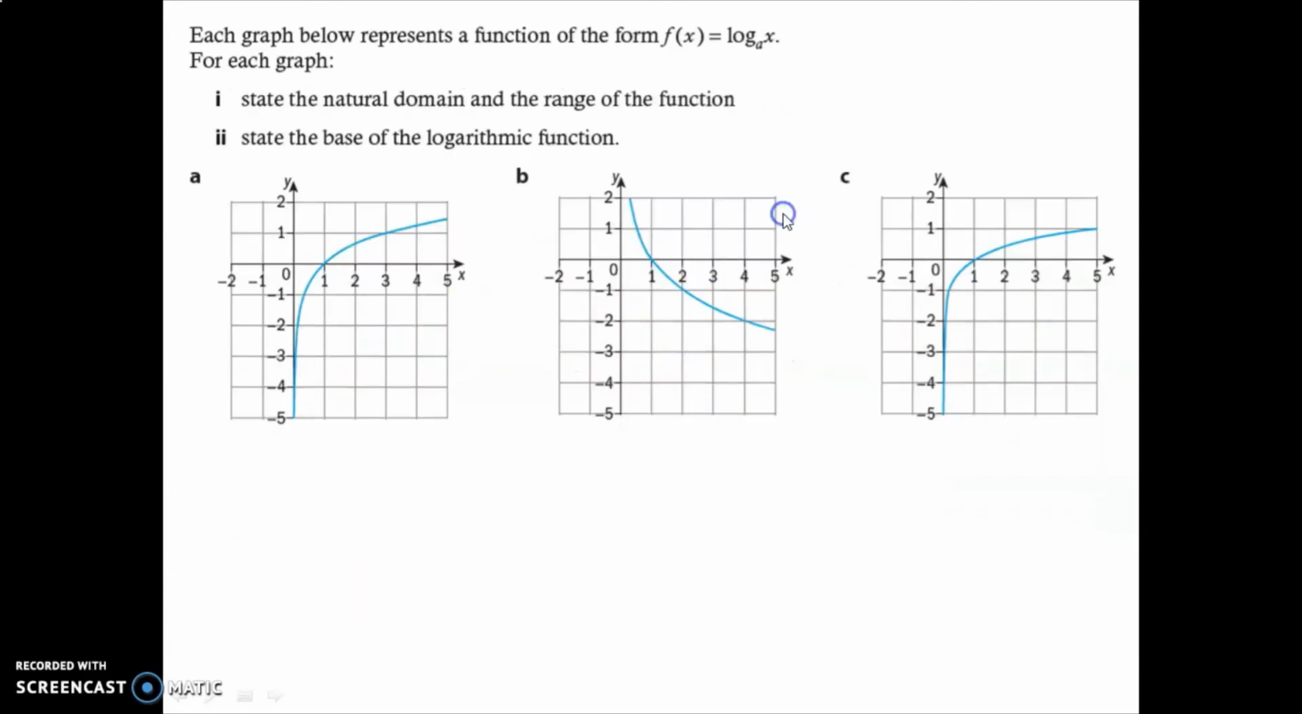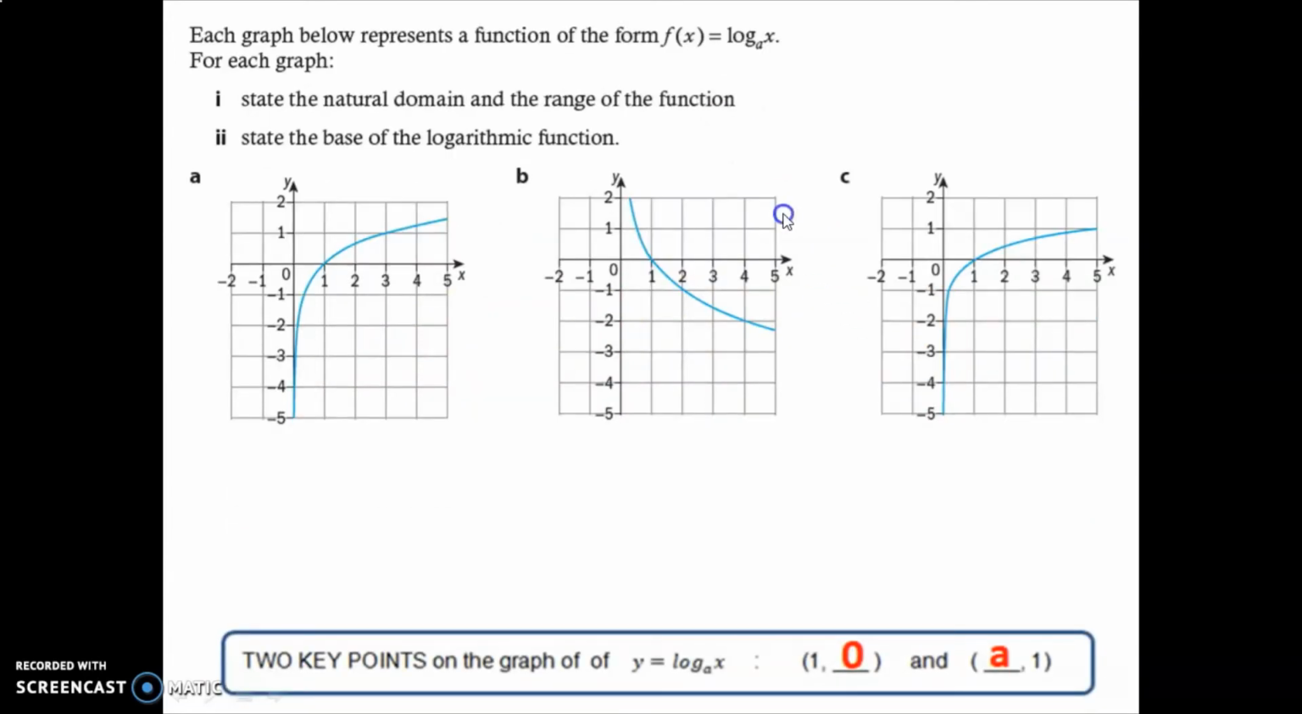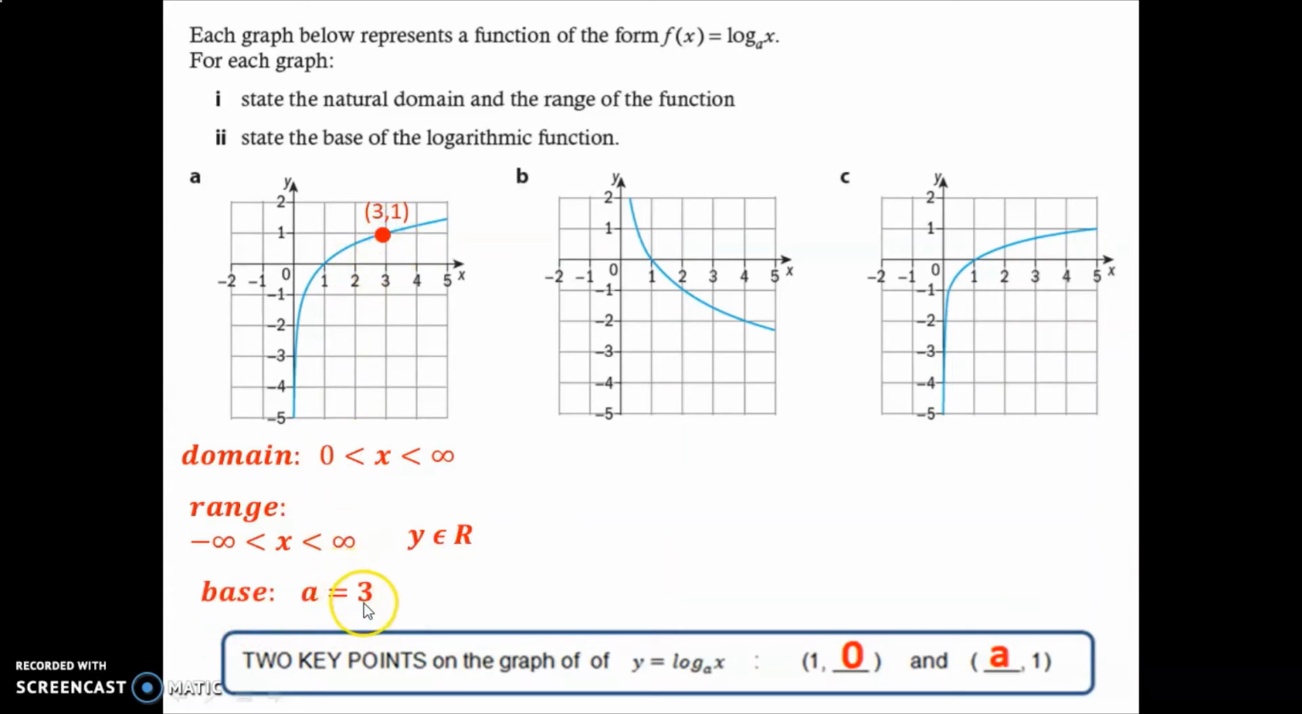Try a. Okay, let's check our work for a. We have this domain, we have this range, and we have a point there at (3, 1). Therefore, the base must be 3, so the a value is 3. Great, try the next one.